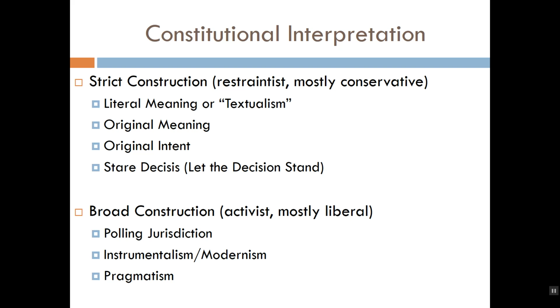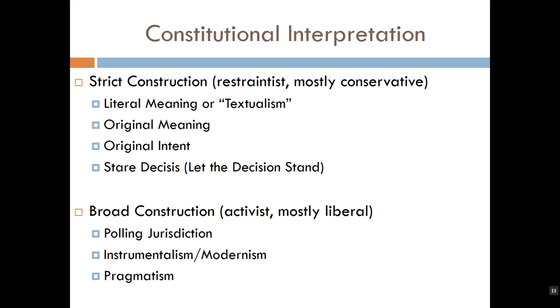All of these approaches ultimately fall under the strict construction or restraintist approach to constitutional interpretation because they limit the ability of the individual justice to be an activist promoting his or her own views or values in terms of what they think is best for the country as a whole. But some justices, especially on the left, again prefer a broad construction or a broad interpretation of the Constitution.